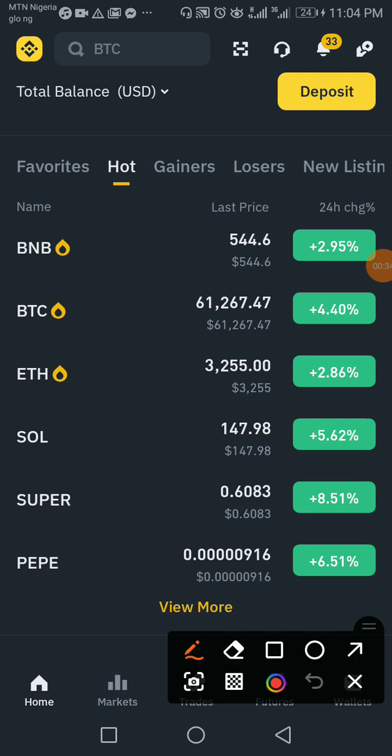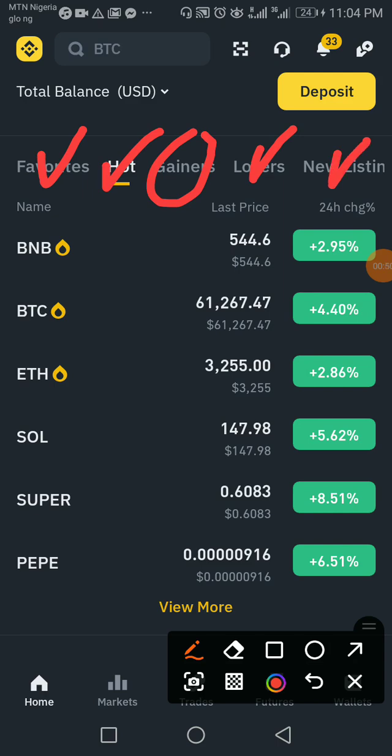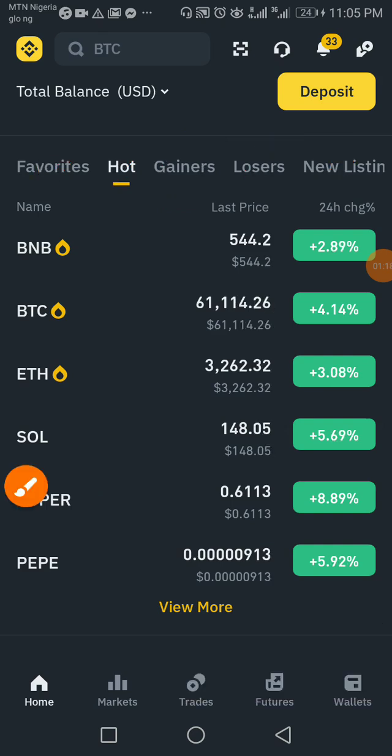Whenever you log into Binance, after you've changed your Binance to Pro, this is how it is going to look. So this is the favorites, this is the hots, this is the gainers, this is the losers, the new listing, and so on and so forth. The coin is found on hot right here, and it is called Super. Here it is. After BNB, BTC, ETC, it's the fifth coin. So we are going to dive into it and see what we can get out of it today.